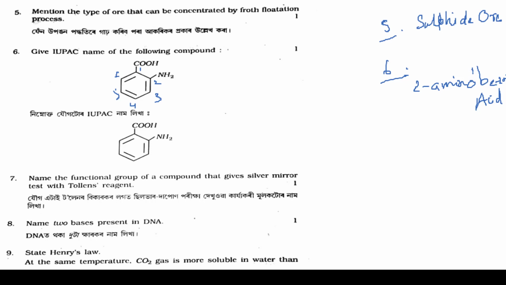In the Tollens test we use Tollens reagent, and the Tollens test is an example of differentiating ketone and aldehyde. If we want to differentiate aldehyde and ketone, we can do it by the Tollens test. Now what does your question ask, the functional group of the compound that gives the silver mirror test positive. Who gives a positive silver mirror test, aldehyde or ketone? Always remember, aldehyde gives the silver mirror test.